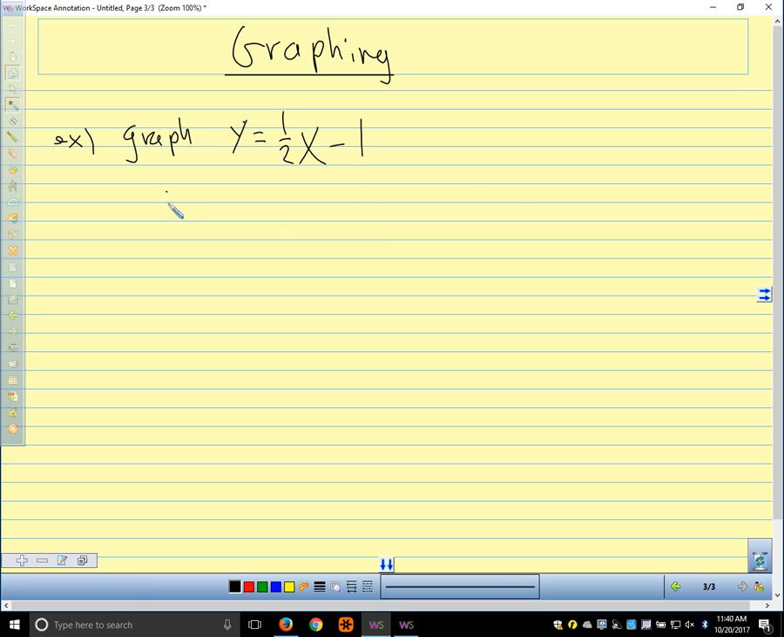So for this line, the slope is 1/2. And the y-intercept is -1. So we can use those two things to get a nice graph of this line. I'm going to make a little grid here. The y-intercept is -1. That's one of the points that we can put on our line. The graph crosses the line at y equals -1. So right there on the y-axis.